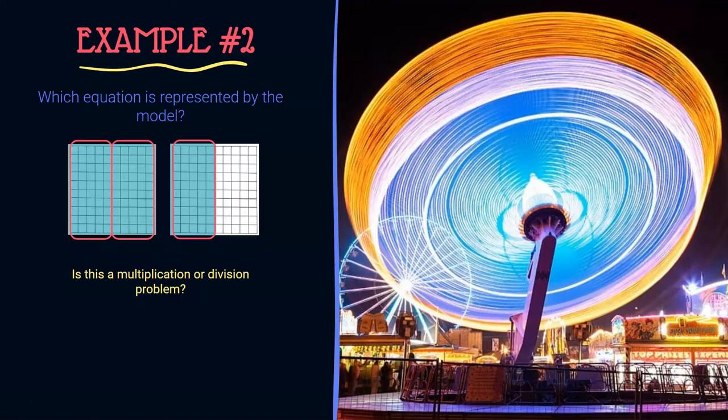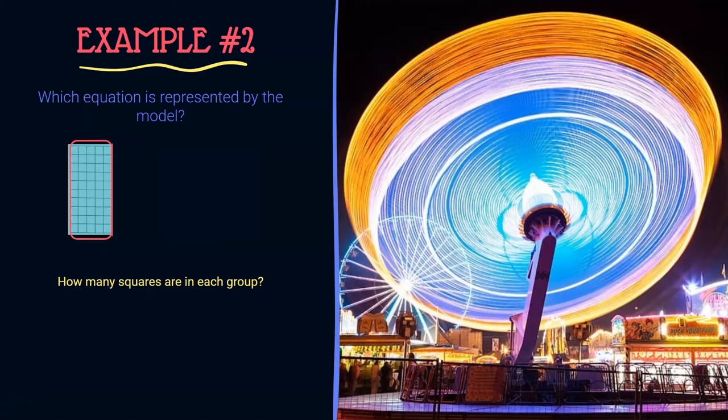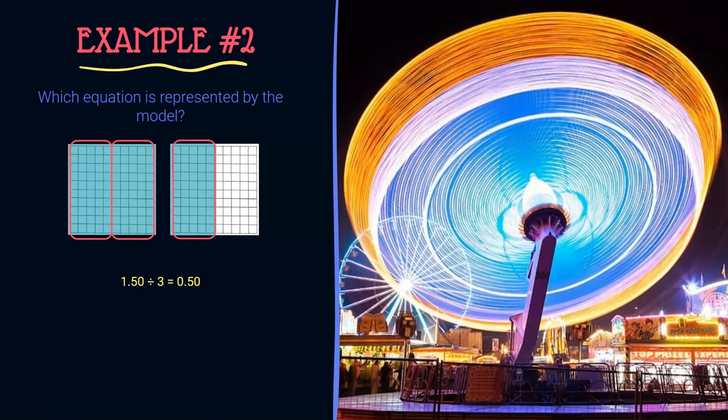Well, this is definitely still a division problem. Let's keep going. All right. How many chunks? 3 chunks. So 1 and 50 hundredths divided by 3. I don't know. Let's figure out how much is just in one chunk. So one chunk has 5 columns. So 10, 20, 30, 40, 50. 50 hundredths. So 1 and 50 hundredths divided by 3 is 50 hundredths.